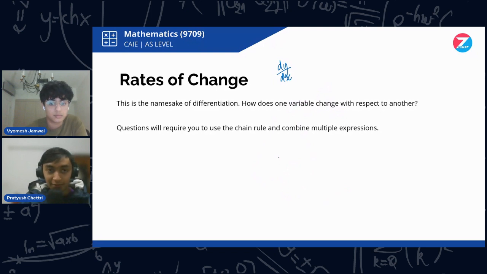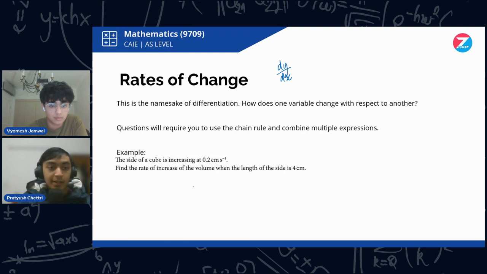Questions involving rates of change will need you to use the chain rule and combine some different expressions to come up with the expressions you need. Here's a nice example. A side of a cube is increasing at 2 centimeters per second. Per second usually means a rate. It's like how fast is something happening. In this much time, how much does it change? So that's a rate. That's not just a value.